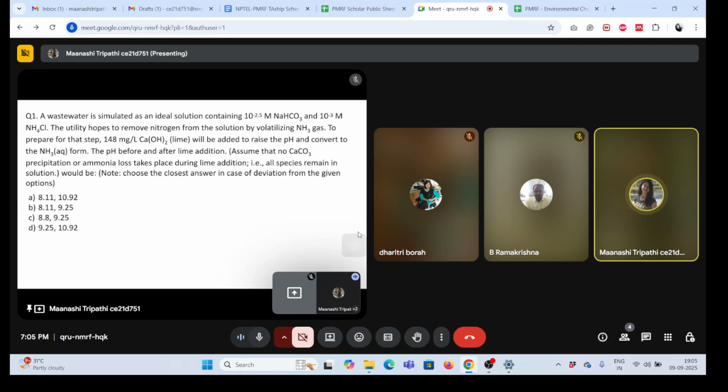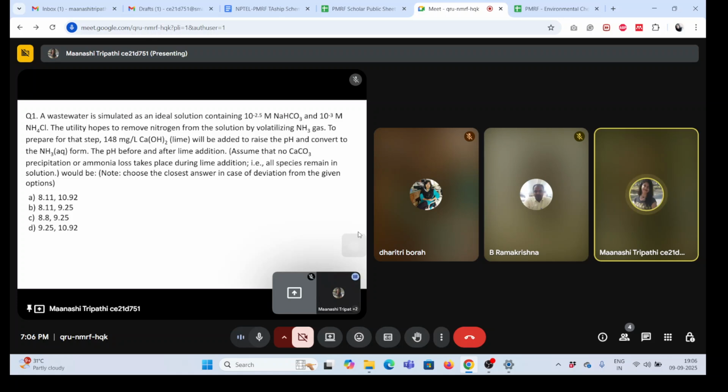You can answer me in the chat box: why do we want to raise the pH to convert it into ammonia? We need to find the pH before and after lime addition. So what do we have to assume? That no calcium carbonate precipitation or ammonia loss takes place during lime addition.